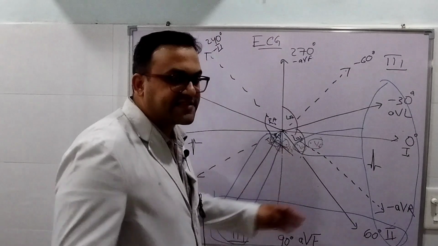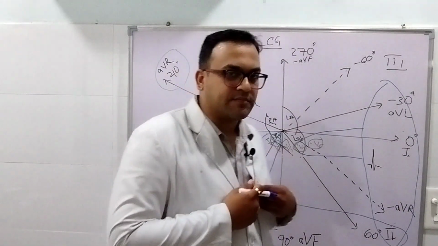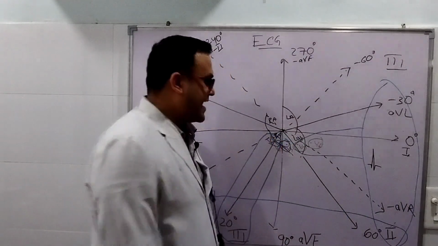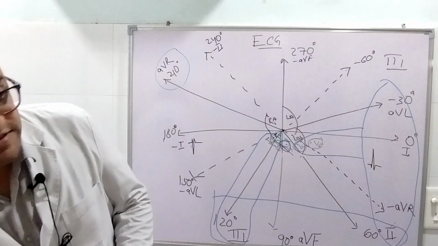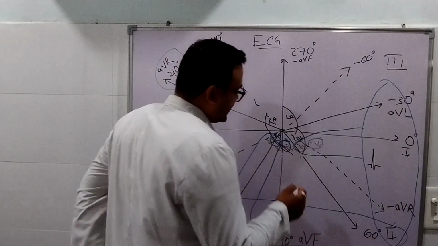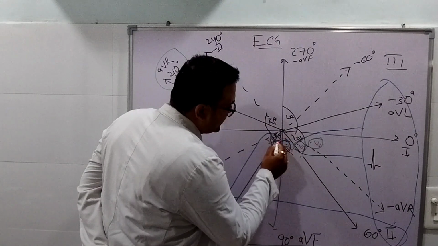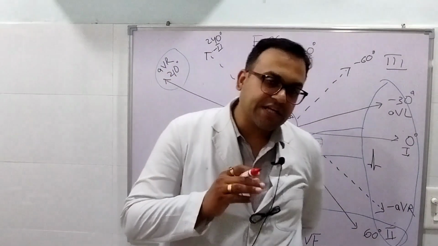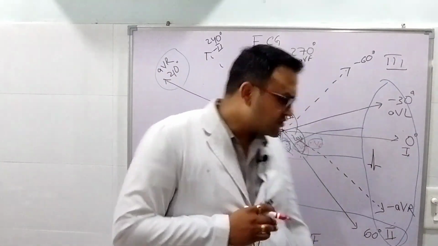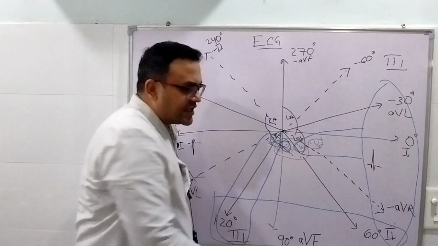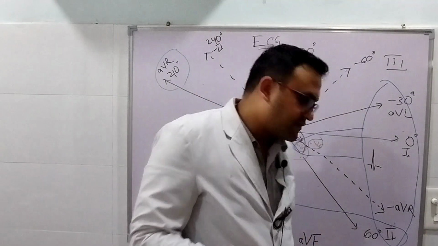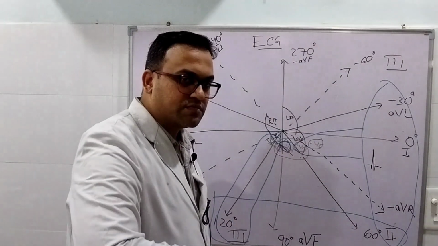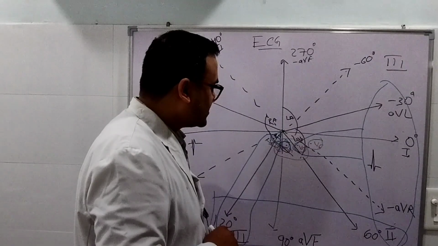If there is a septal wall MI, in the septum there is change, then we will be seeing changes in the ECG in lead V3 and V4. And if there is an anterior wall MI, we will be seeing changes in lead V2, V3, V4 and V5. So just remember this picture, try to make this picture yourself, and then you will understand the whole orientation of the heart, and you will understand a good amount of ECG with this.